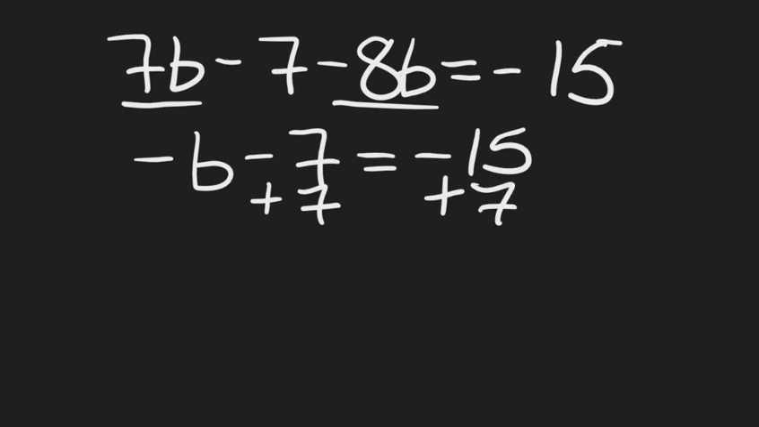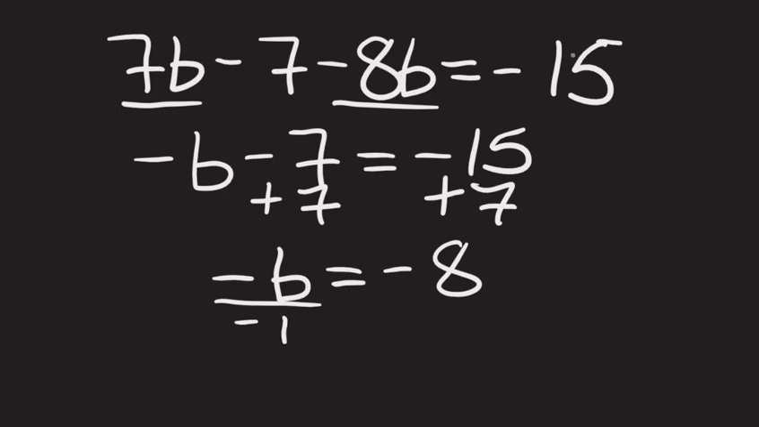Next we have to add 7 to both sides. This is going to give us negative b equals negative 8. Then to get b by itself, we divide both sides by negative 1. And we end up with b equals 8.